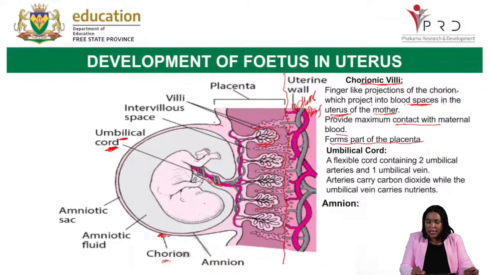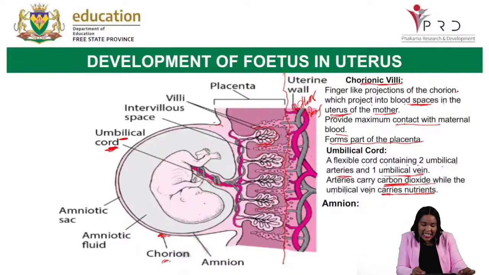The umbilical cord is a flexible cord containing 2 umbilical arteries and 1 umbilical vein. So you see there are 3 things there. 2 arteries, 1 vein. The arteries carry carbon dioxide, while the umbilical vein carries nutrients, meaning the baby will receive nutrients through the umbilical vein and will carry out the carbon dioxide through the umbilical arteries.